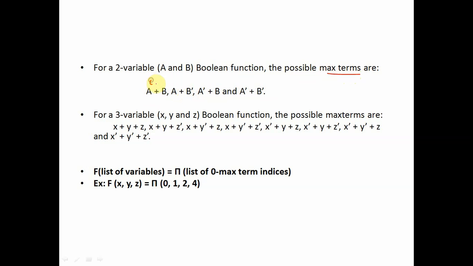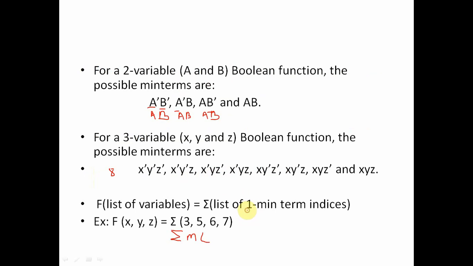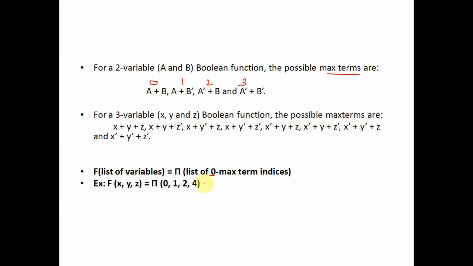A plus B is nothing but 0. This is nothing but 1. This is nothing but 2, and this one is nothing but 3, because in max terms each term is denoted as 0, and in min terms each present term is denoted as 1, and in max terms the present terms are denoted as 0.